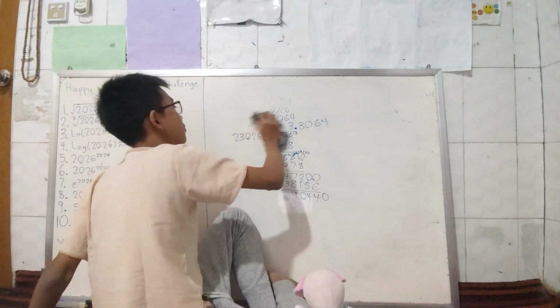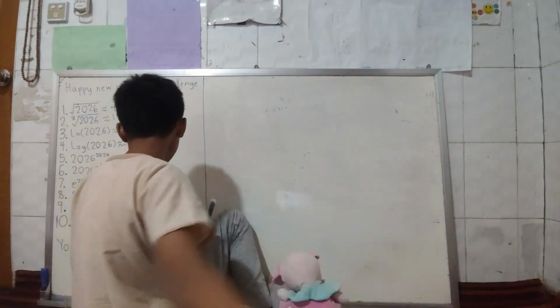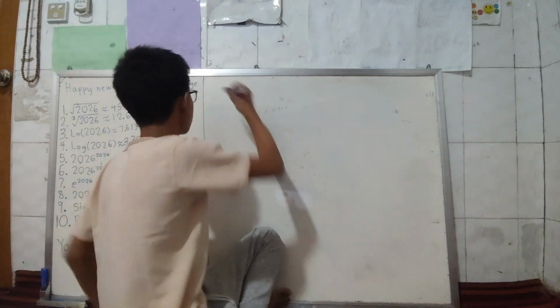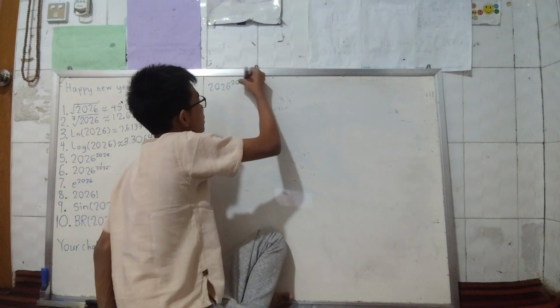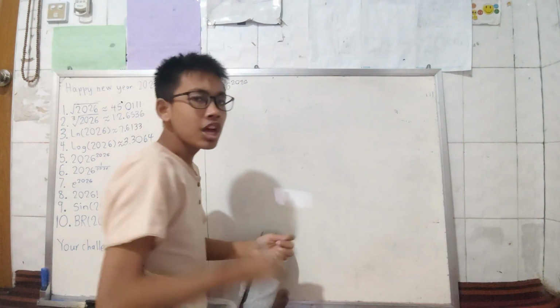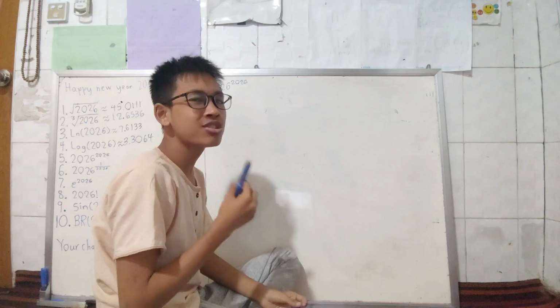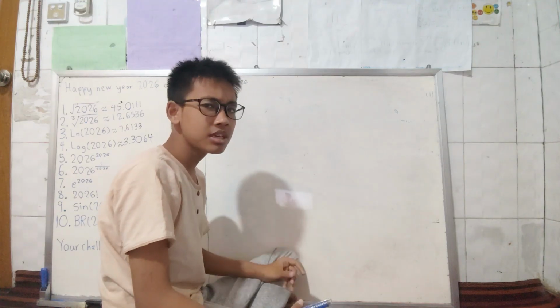Oh, here comes the beastly one. 2026 to the power of 2026. That's a really large number to calculate, right? 2026 multiplied by itself 2026 times. Do you know how large that would be?